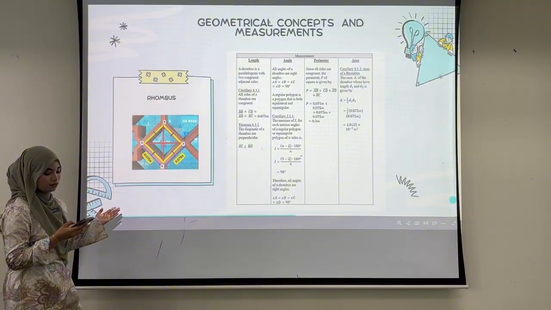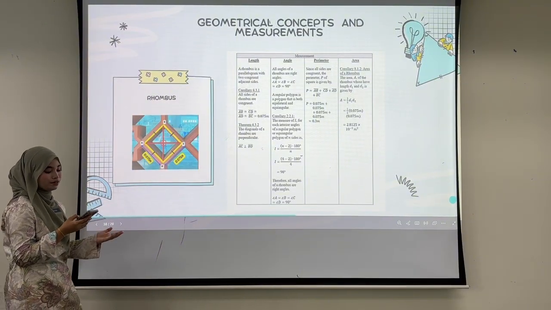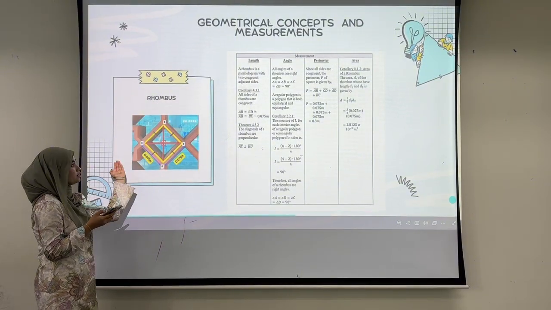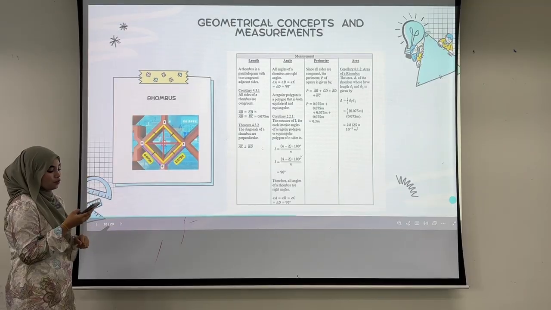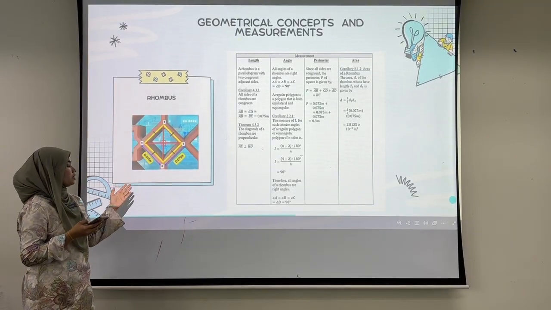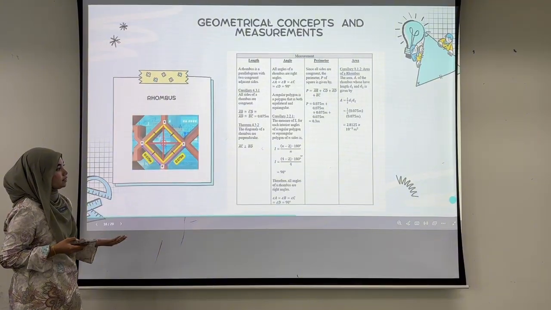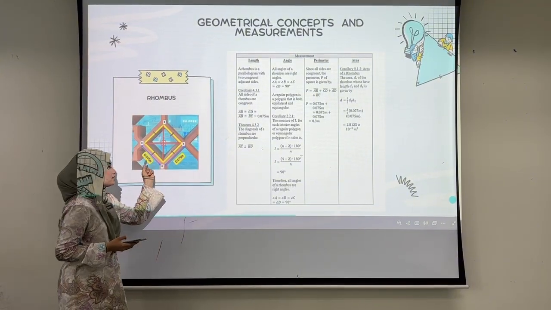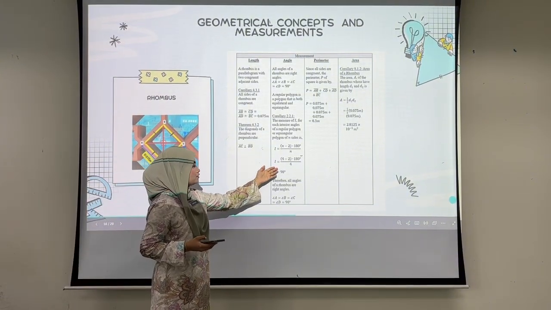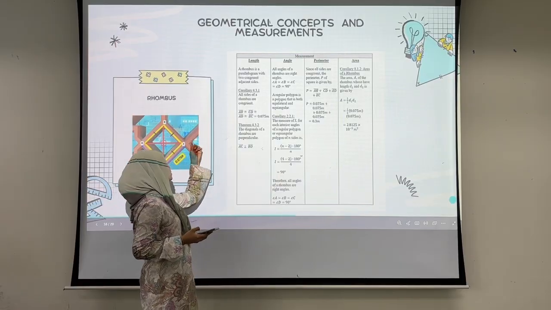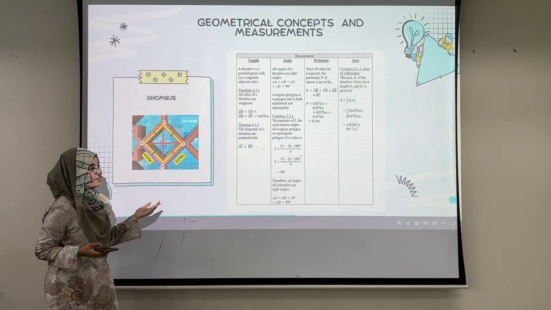Next, we have the rhombus. A rhombus is a quadrilateral where all 4 sides are equal in length. For this shape, each side's measure is 0.05 meters. And to find the angle, for each angle, we use these formulas, and giving out each angle is equal to 90 degrees.